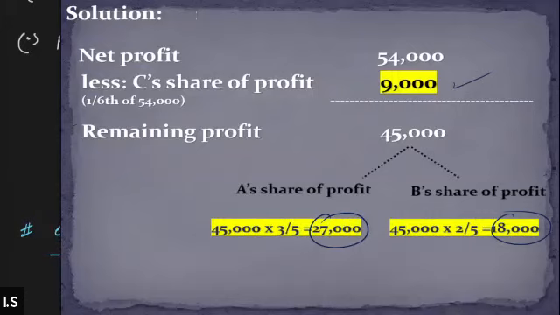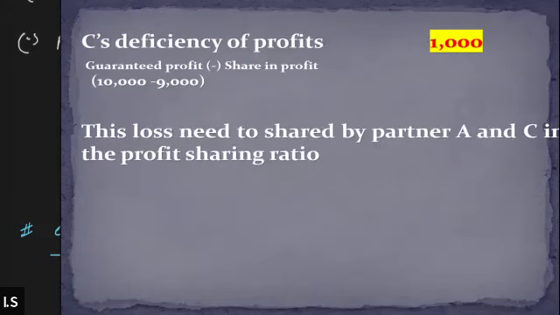Tell me, is there any deficiency in the profit of C, yes or no? And if it is yes, then tell me the amount of deficiency. He was guaranteed rupees 10,000, but he only got 9,000. That means there is a clear deficiency of 1,000, right? Guaranteed profit minus share of profit. This is how we will calculate the deficiency of profit, deficiency of C.